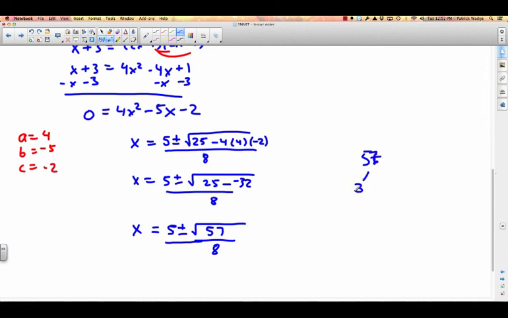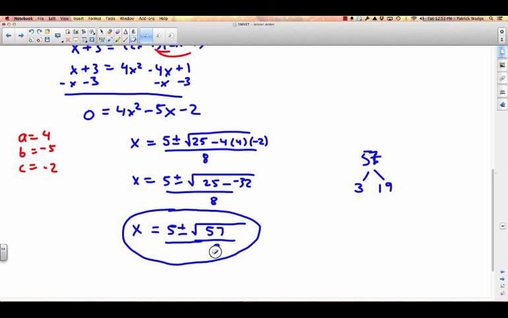57 is 3 and 19, right? Yes, and those are both prime, no pair. So this is it. We are finished. There's our two solutions. One solution is 5 plus root 57 over 8. The other solution is 5 minus root 57 over 8. What I like to do is move this 8 so it's right in the middle.